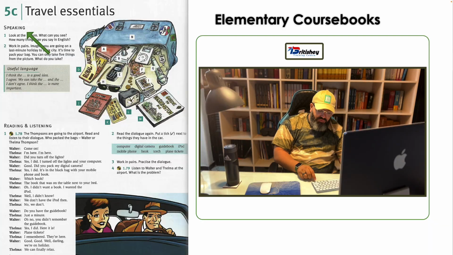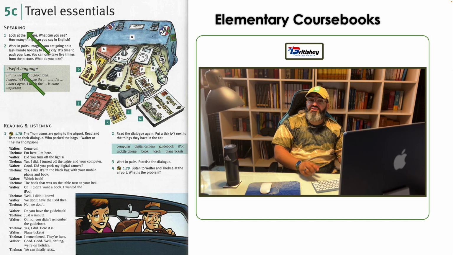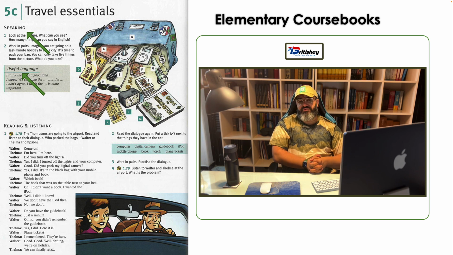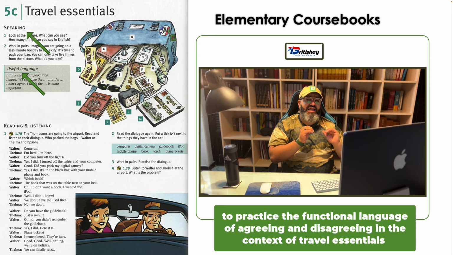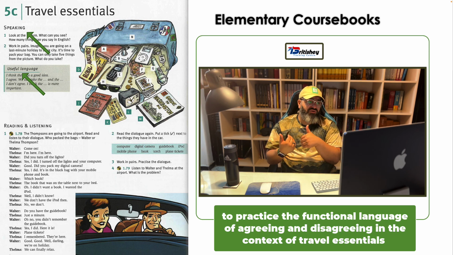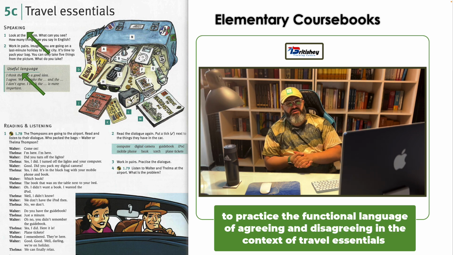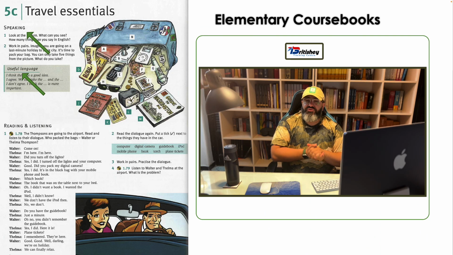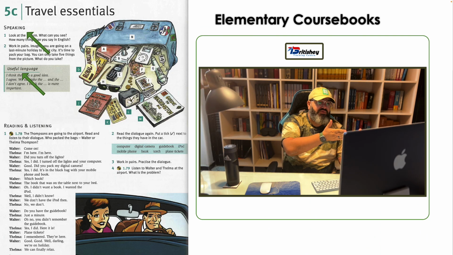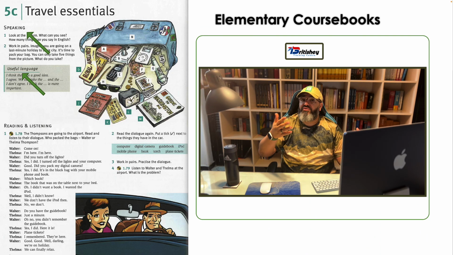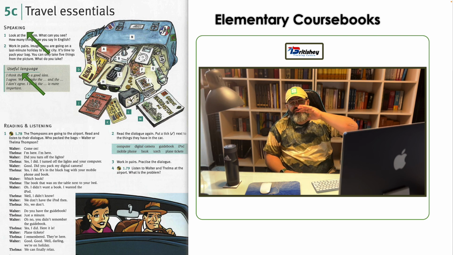Right. Now, if we look at this, we will see functional language here related to agreeing and disagreeing. So we would say, to practice the functional language of agreeing and disagreeing in the context of travel essentials. Oh, great. Now let's move to the following lesson. And we've got here another lesson on this page, which is reading and listening. So obviously the main aim is reading and the sub-aim is listening.